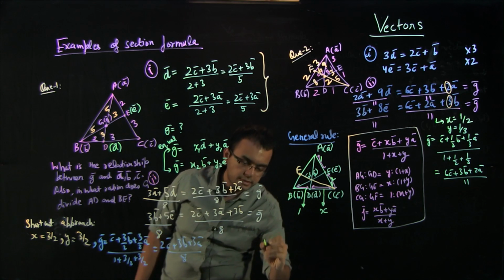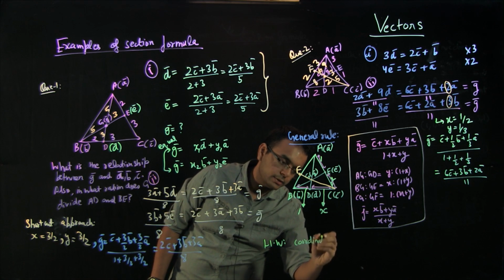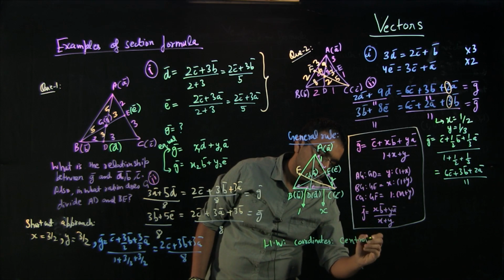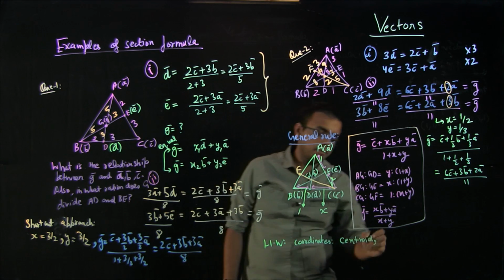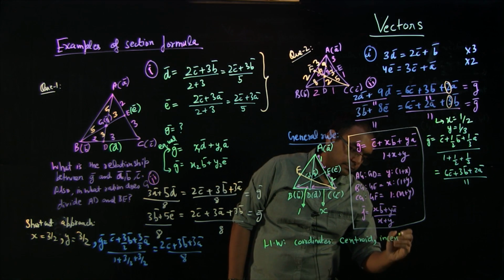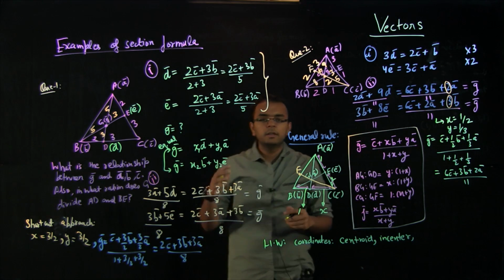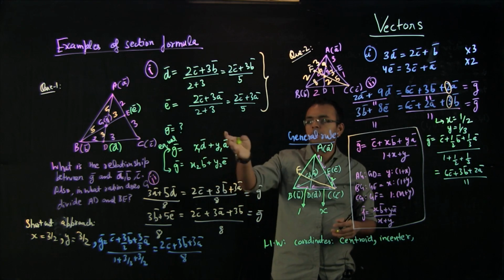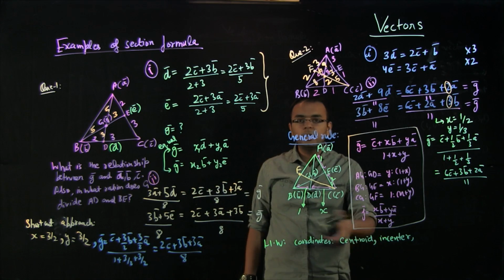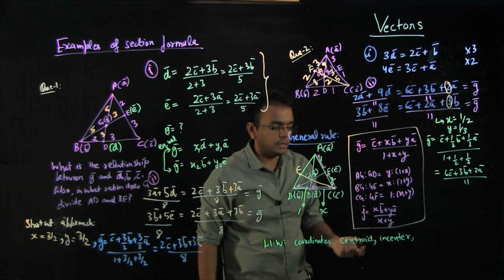As homework, what I would suggest is to try to find the coordinates of the centroid, which means the ratio is 1:1:1. Then the incenter is the intersection of angle bisectors, and there is an angle bisector theorem that can give you the ratios, like BD is to DC ratio is the same as AB is to AC ratio. That can help you find the coordinates of the incenter. Again, you just use the general formula and you can do that.